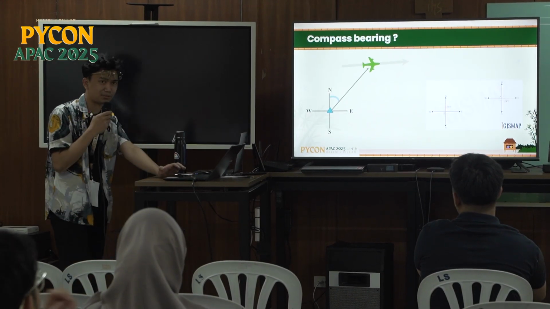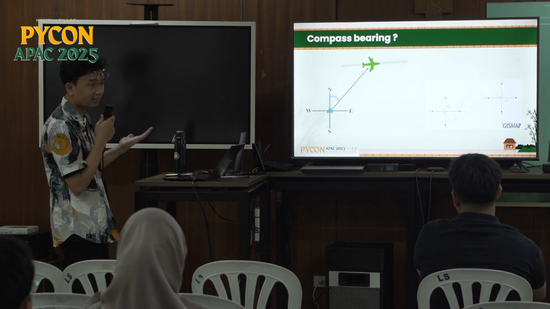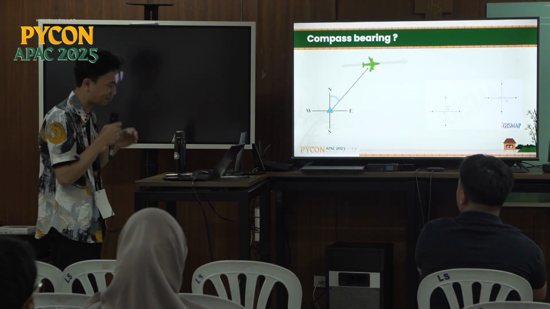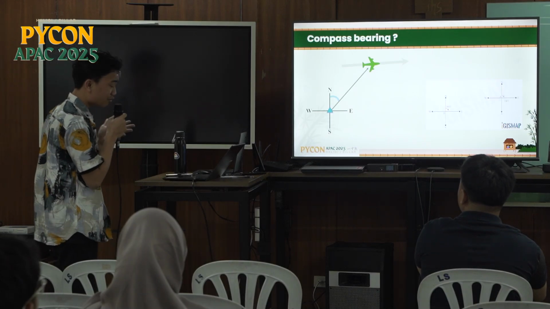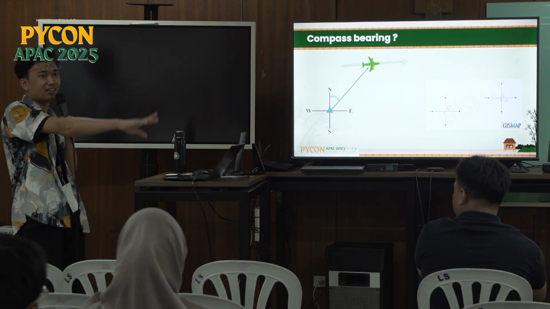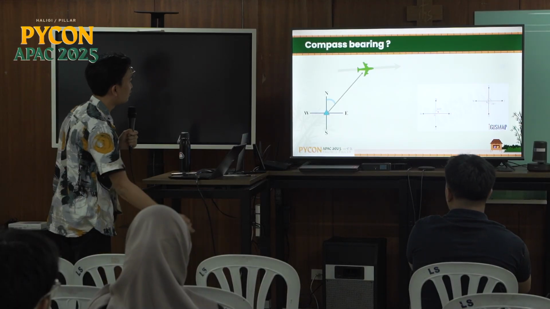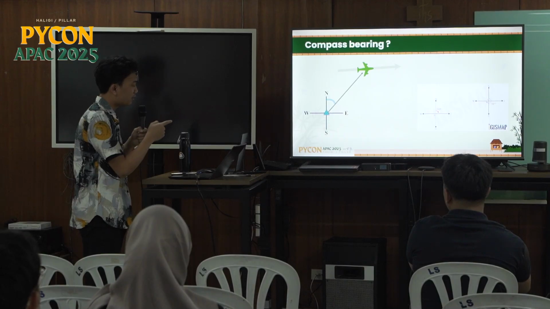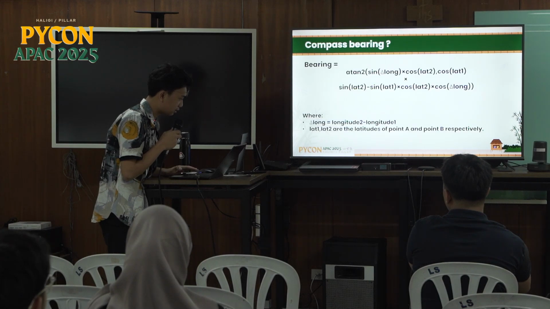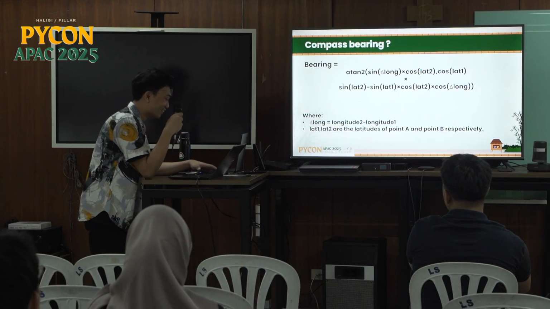So what is compass bearing? Compass bearing is the angle of the plane from the north. If you're standing right here, it's not the angle that you point vertically, but horizontally, relative to the north. So we count it from the north. And this is the formula, and you don't have to know this, because I don't know it either.